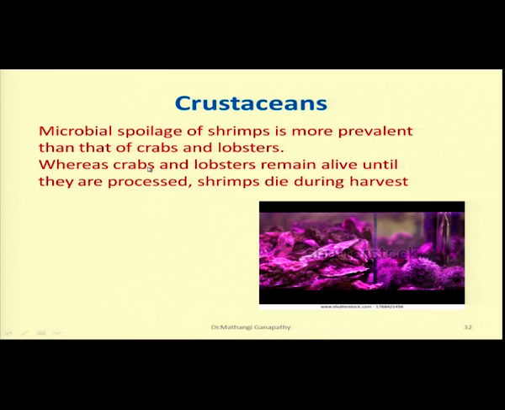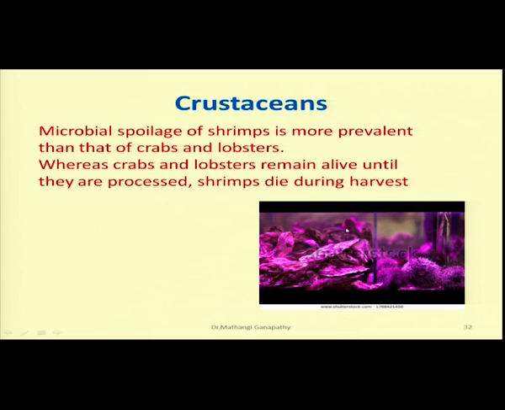These are also marine organisms which are predominantly used in food. Here, we have three categories which are very well used as food products: one is the shrimp, the others are crab and lobster. Now, crustaceans are protected because of the outer shell which they have. But when we compare shrimp versus crab and lobster, the shrimps have much more microbial spoilage.